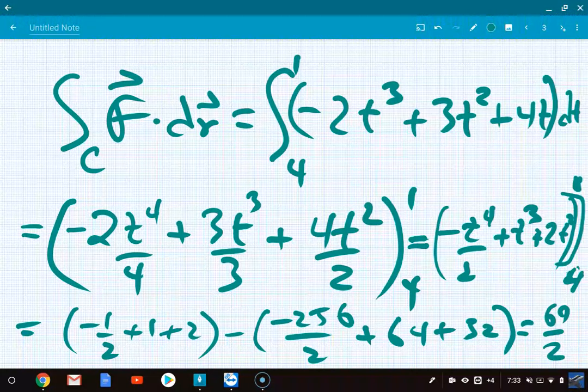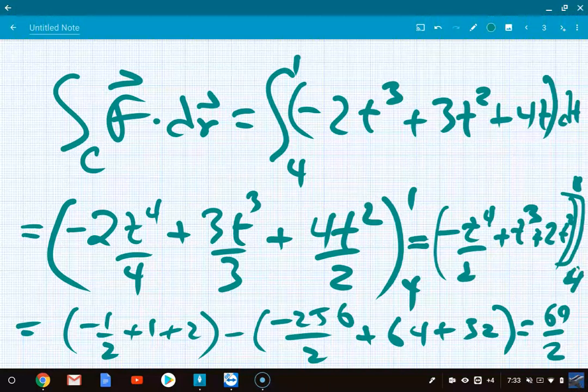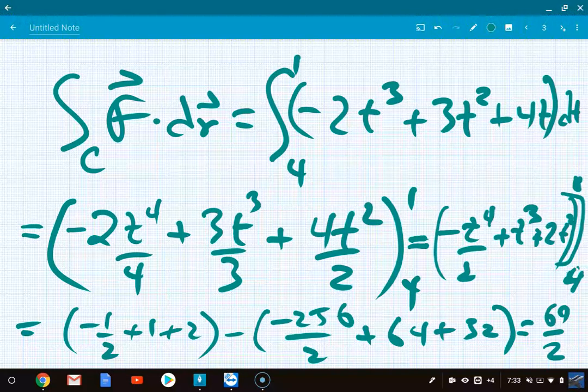Let's see. So we got 1 plus 2 is 3 minus 1/2 is 2.5. So 5 halves. And then this is what? Negative 128 plus 96. What is that? It's not that. Wait, this was negative 128. Negative 128 plus 96 is negative 32, right? Yeah. And we're subtracting, so it's positive 32 plus 2.5 is 34.5. Ye of little faith. Yeah, it is 69 halves. Isn't that 34.5? Yeah, it works.